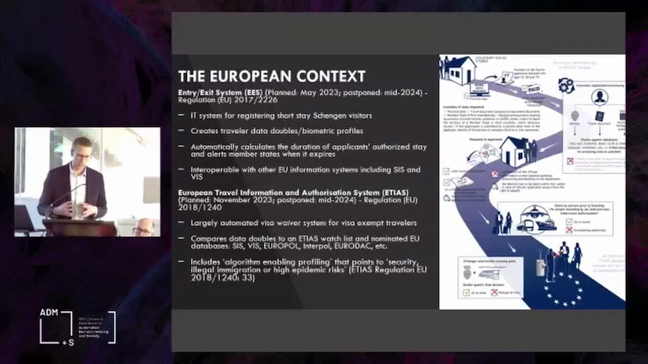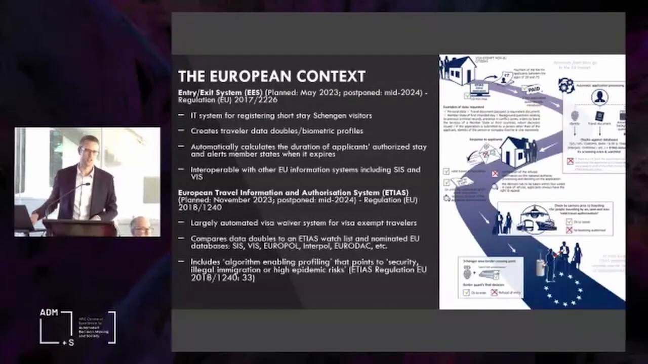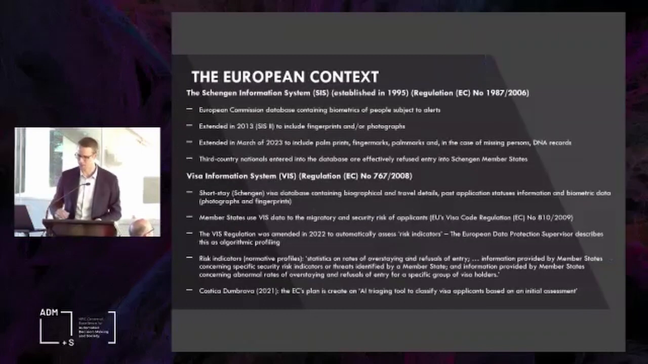Essentially, ETIAS will set up a bunch of risk profiles, and when we apply to go to Europe, we'll have a data double constructed. That data double will be compared against the risk profiles, and we'll get a risk assessment score based on that. It'll be a largely automated process, although in the regulation it does say that a human being will have to make the final decision within the ETIAS framework. Both those systems have been delayed a number of times now. I think they're due for rollout in mid-24, but I wouldn't necessarily be holding my breath.